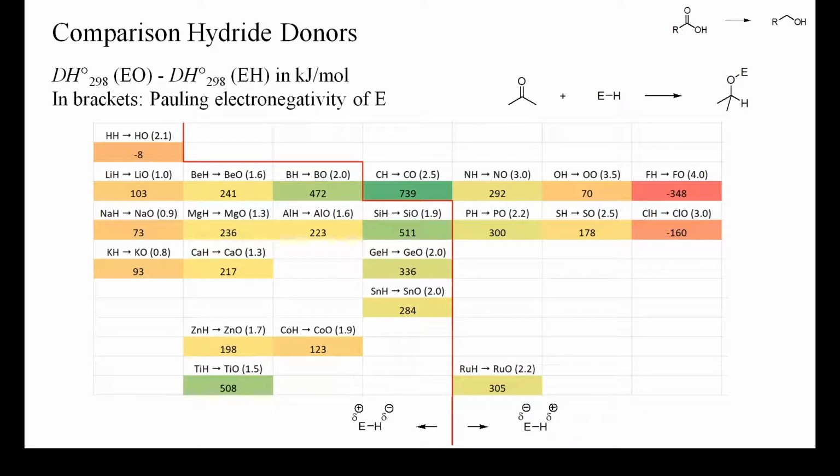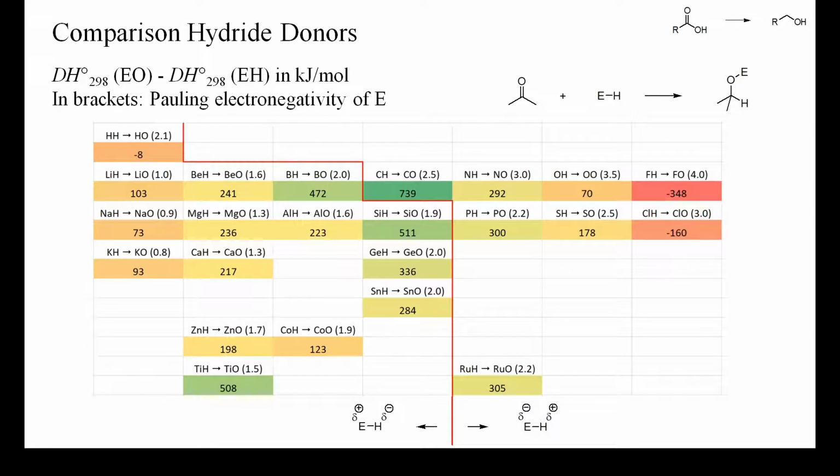To the left of the red line, the elements are less electronegative than hydrogen, and hydrogen would carry a partial negative charge in element-hydrogen bonds. On the right side of the red line, elements are more electronegative than hydrogen, and element-hydrogen bonds would be acidic, that is, the compounds would tend to donate a proton, not hydride. Thus, compounds to the right of the red line will usually not act as hydride donors.